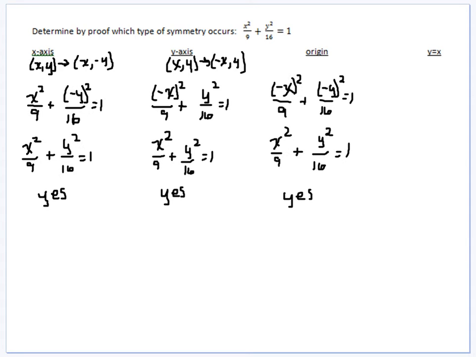And then for the last one, you switch the order. So where there's an x, put a y. So x squared now becomes y squared over 9. Where there's a y, put an x squared over 16. Now there's really no algebra to do. It's basically already done. There's no negatives to fix, but the order of the numbers has changed. This is not the same as the original, so that one is not symmetric across the y equals x line.